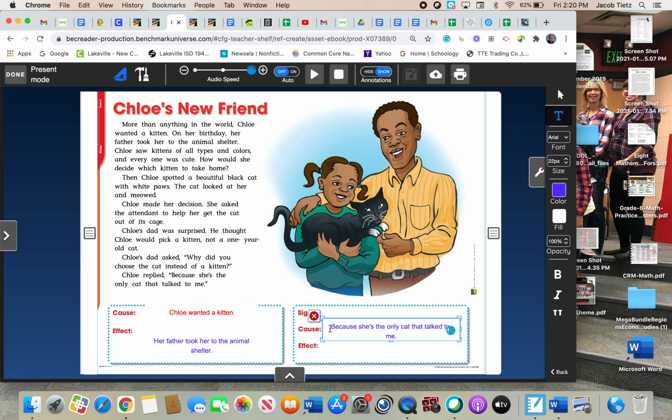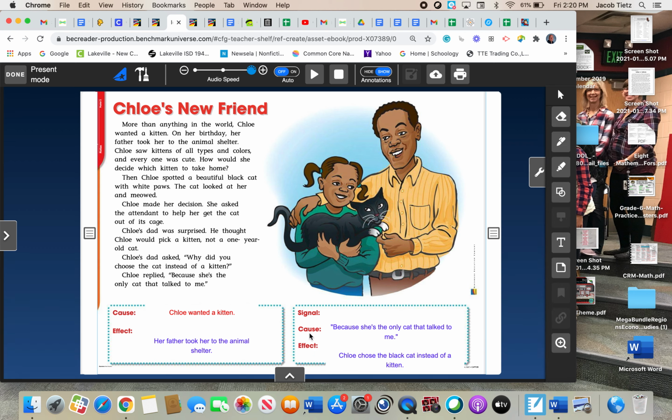And since that was something that came right out of Chloe's mouth, let's go back to Mrs. Griffey's lessons on dialogue. Because she's the only cat that talked to me, that was the cause. And what did that cause to happen? Chloe chose the black cat instead of a kitten. Okay, so that's our effect.